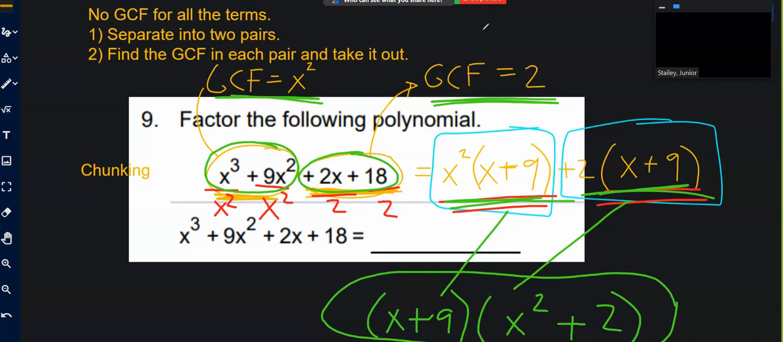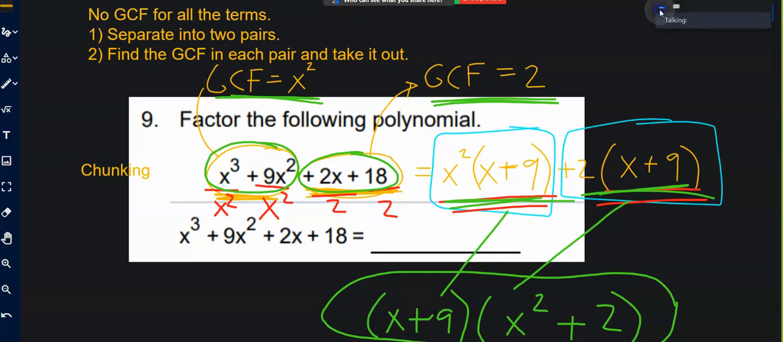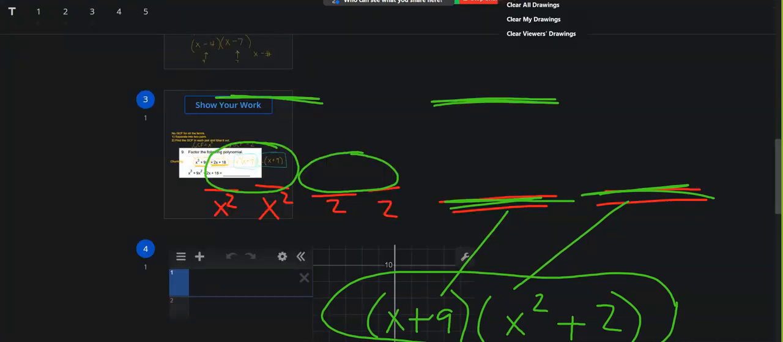You won't see this in everything, but you will see it in some of the stuff, or at least a couple questions. I might have one of these on the test, okay? But that would be it. Okay, let's move to the next slide. Clear that all out.